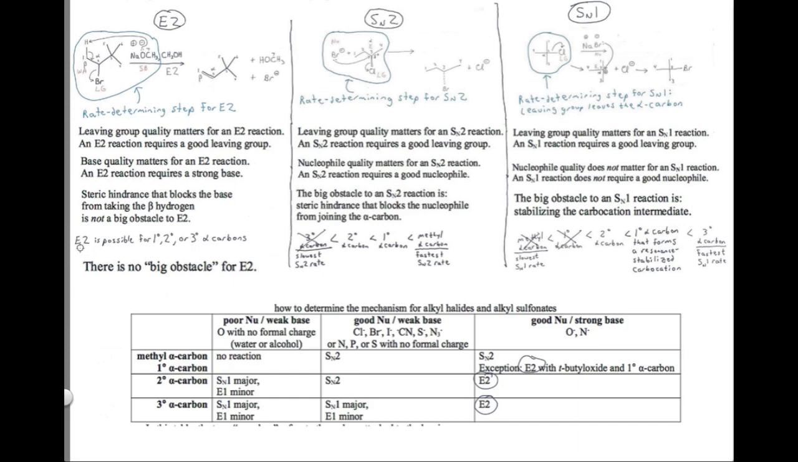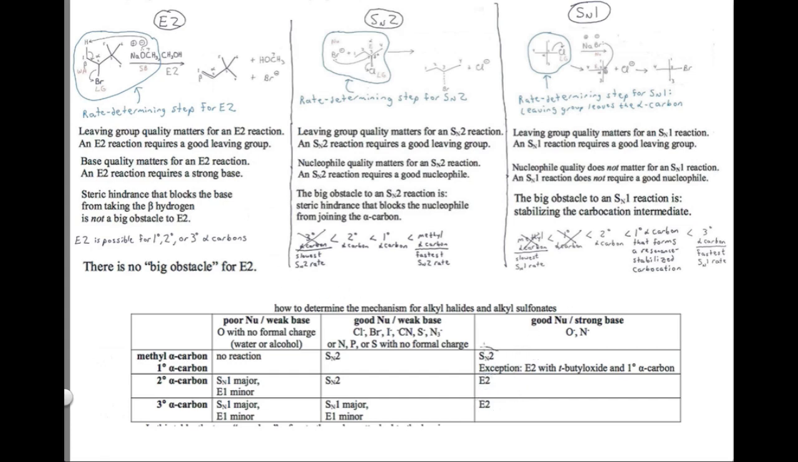Because we've learned that E2 is indeed possible for primary, secondary, or tertiary alpha carbons. E2 is possible for all of these types of alpha carbons, and that's reflected in the fact that E2 appears in all 3 rows of the table. Tertiary alpha carbons don't have too much steric hindrance for E2 because steric hindrance is not a big obstacle for E2. And we don't need to worry about carbocation stability for E2 because an E2 doesn't form a carbocation intermediate. So the table illustrates that E2 is indeed possible for primary, secondary, or tertiary alpha carbons.